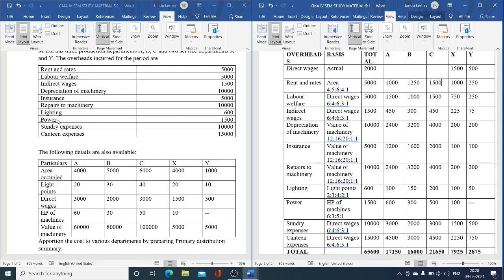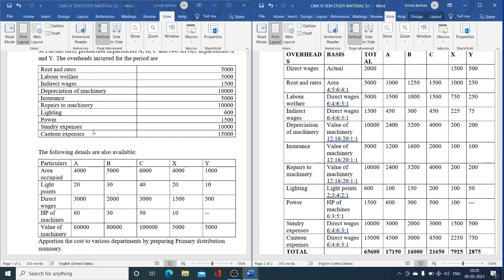The next item is power, rupees 1,500. The power expenses will be distributed on the basis of the horsepower of the machine. So we can see here the ratio 60, 30, 50 and 10, which can be simplified by dividing by 10: 6:3:5:1. And for the last department, that is X, we do not have information. So it's only for the first 4 departments, 3 production departments and 1 service department. So 1,500 will be distributed like 600, 300, 500 and 100.